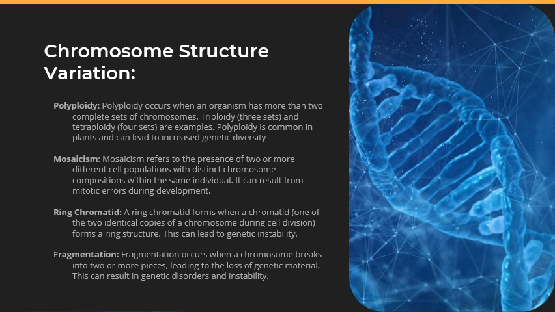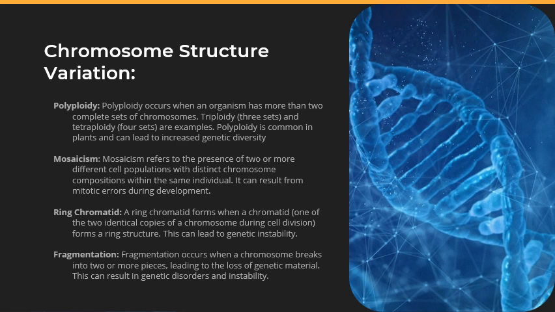Polyploidy can result from errors during cell division, typically in meiosis. It is relatively common in plants, but rare in animals. Polyploidy can have significant effects on an organism's phenotype, and it can lead to genetic diversity. It is typically lethal in humans, as extra sets of chromosomes disrupt normal development.